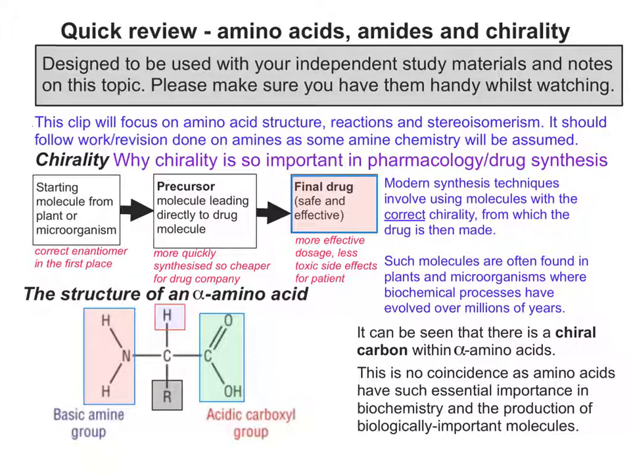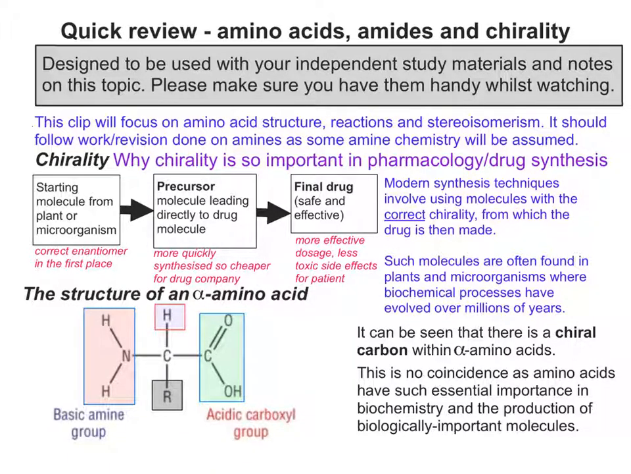So what this does is it removes the need for the drug company to go through the expensive process of separating out the wrong enantiomer, the one that might be dangerous or the one that might be ineffective. So it's a win-win situation. It's more effective and more cost-effective for the drug company, and it's also safer for the end user, the patient that has to take the drug. So this is how they do it these days to try and avoid the problems that were brought to light by the thalidomide scandal.